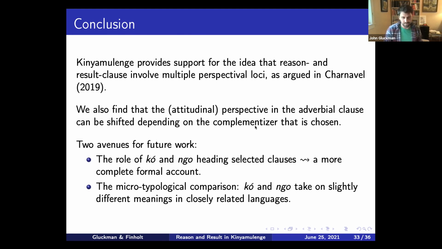One is that I've shown you one example of Ko and Go heading a selected clause, but we really intend this work on adverbial clauses to be an inroad into figuring out what's going on in the selected clauses, which involve many, many more complicating factors. And so taking what we have here, I think we can begin to flesh out a little bit more of the complications that go on there. The second avenue of future work is between Kinyamulenge and Kinyarwanda and Kirundi, there's a few quote unquote dialects. Ko and Go occur in all of them.